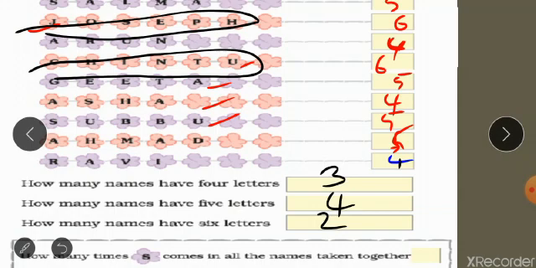Okay. So now you can easily calculate the data, the total of how many numbers there are. Can you understand? So now 3 for 4 letters and 5.